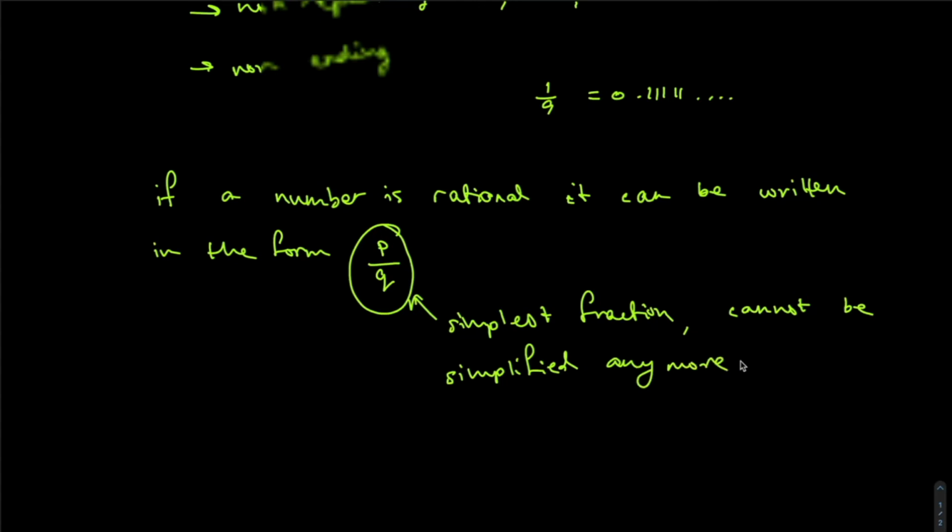It cannot be simplified anymore, right? So that's the form of any rational number. This is a rational number. It follows this p by q. We can even have a whole number, right? 20. We can write 20 by 1. We can write 40 by 2, right? All rational numbers can be written in this form.